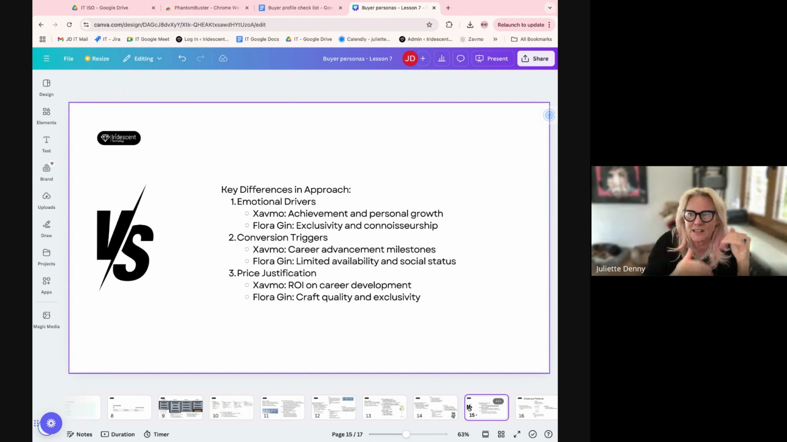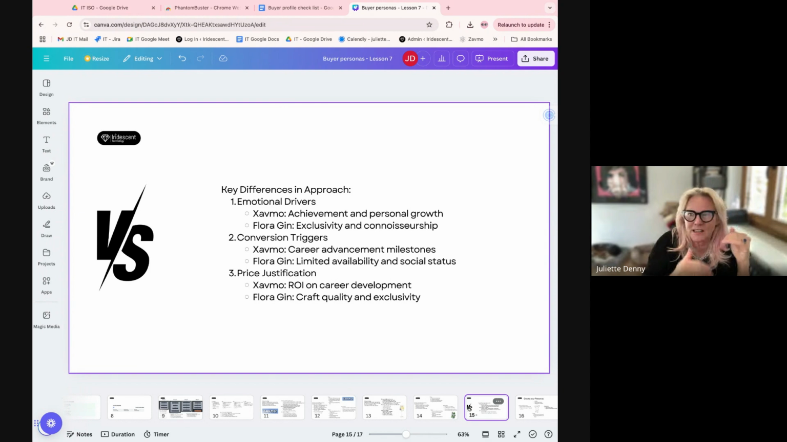And then in terms of Flora Gin, it would be the exquisite feeling that you get when you're part of an exclusive community that really is so close to all the things that make Andorra beautiful, and nature and all of those fantastic things.